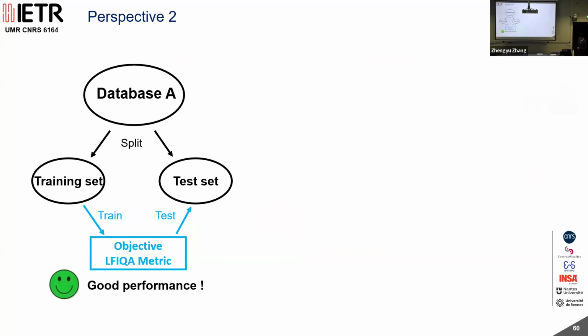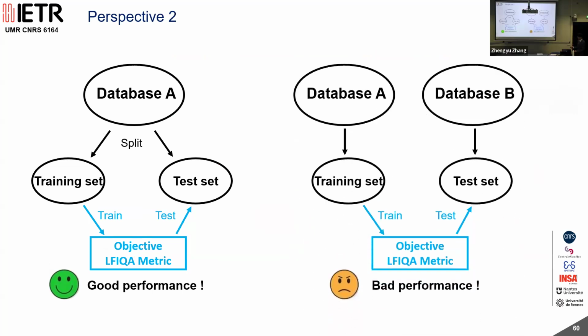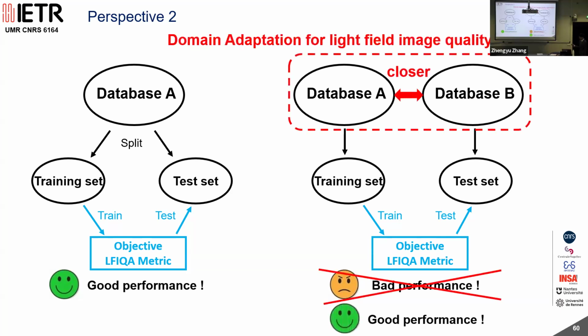And generally, we train the objective metrics on an individual database, and the performance evaluated this way often indicates a good performance, but actually we will get very bad performance if we train the metrics on one database and test on another database. So our second perspective is that maybe we can let the metric learn the differences between these two databases, so that we can get better performance even when trained on other databases. This research topic is named domain adaptation for light field image quality assessment.